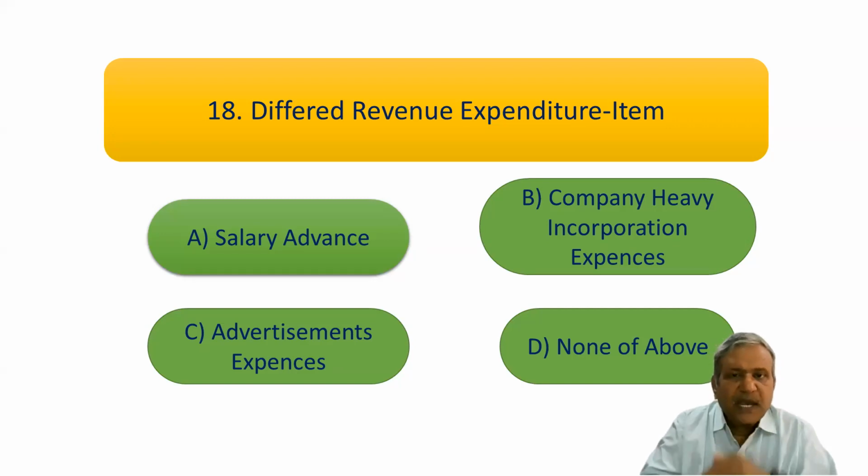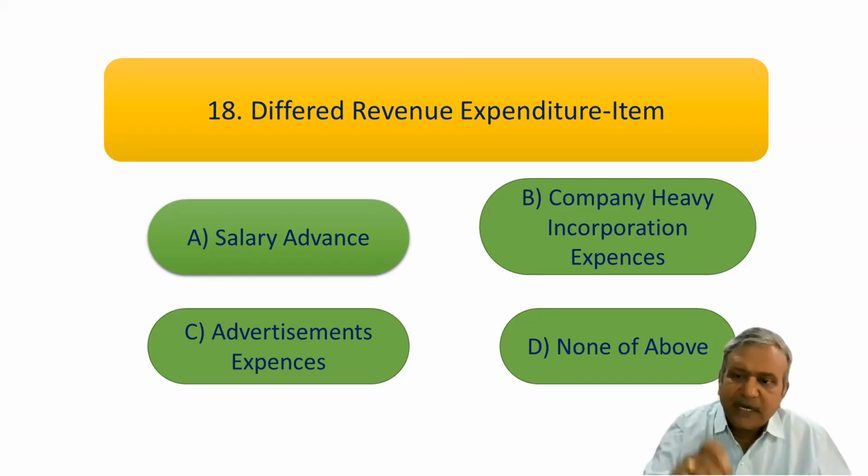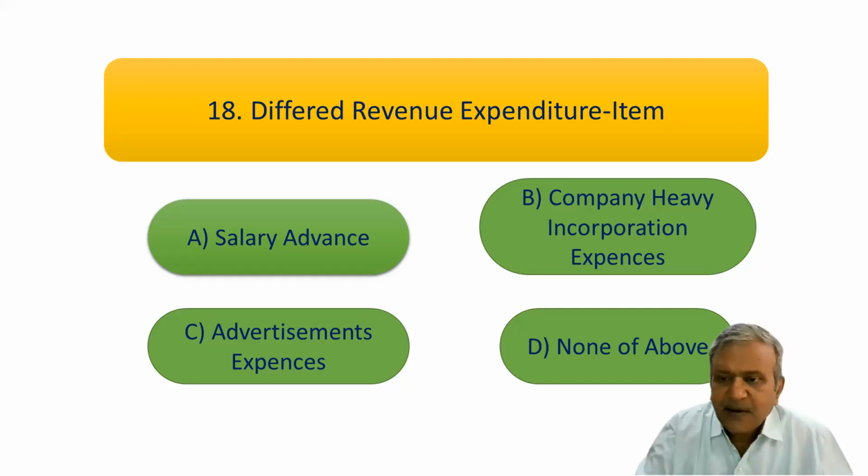Okay. See, I told you, always heavy expenditure, advertisement. Salary advance is not a deferred. What is the deferred revenue expenditure? First item has to be a revenue. Revenue expenditure, what is a revenue expenditure? I told you also. You see, look here.